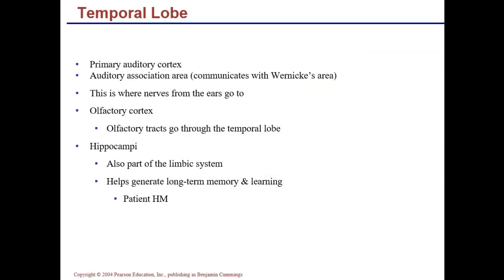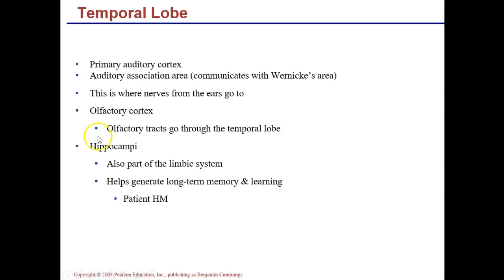The olfactory tracts, which come from your nose, will go through the temporal lobe. You can't see it when we look at it from the side or the top. It's going to be underneath, so it comes very close to it. And also part of the temporal lobe, hidden underneath it, are these structures we're going to talk about called hippocampi or hippocampus. This is part of the limbic system, and there are two tiny structures on the left and the right side of your brain, and they're going to be involved with forming long-term memory and learning.